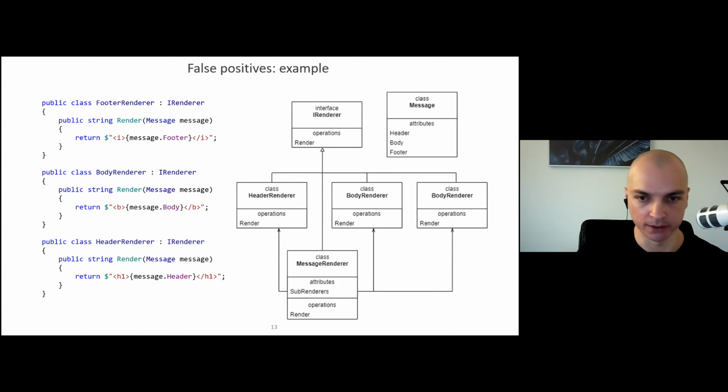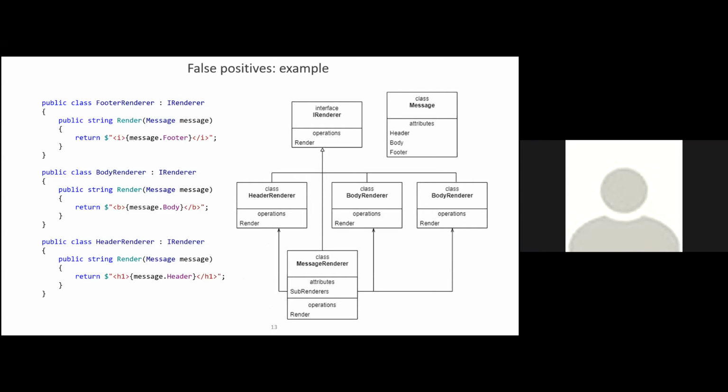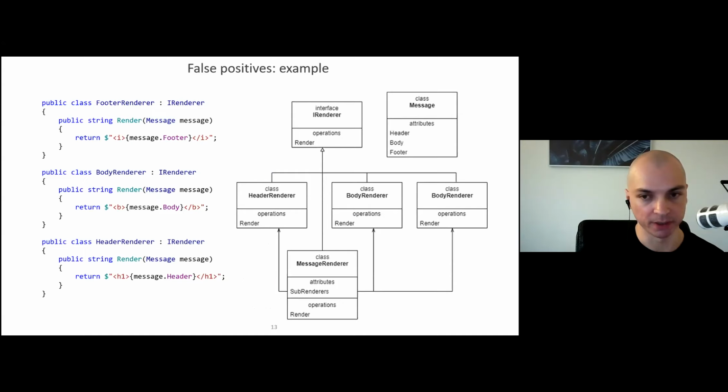And here they are. They are quite simple. They just take a message as an input, take some part of that message, wrap it into an HTML tag, and return it back. We also have a small UML diagram with the message on the right, and then we have the IRenderer interface and these 4 classes that implement this IRenderer interface.